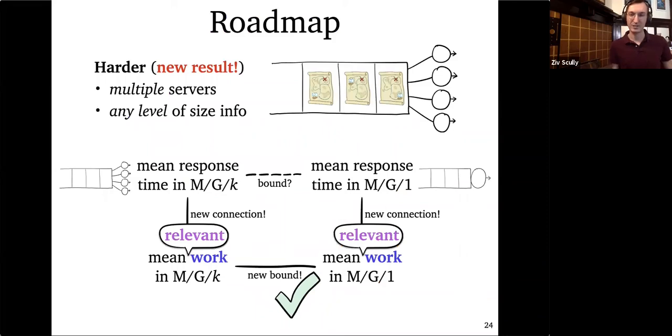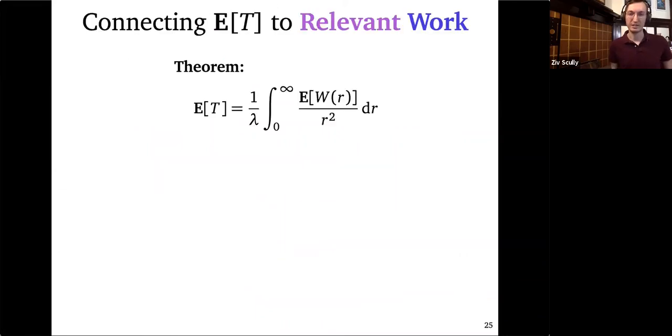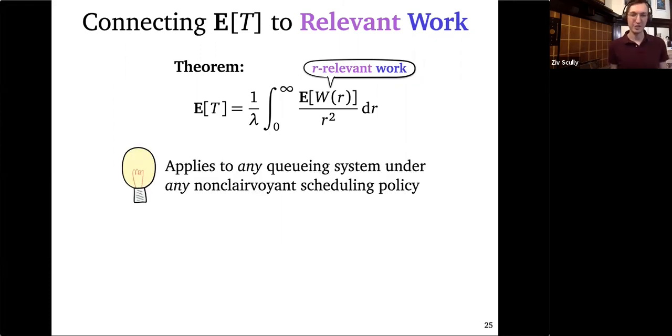And here's that relationship. It's a new theorem which says that we can compute mean response time as a very simple integral involving the mean R relevant work in the system. And this works in the M/G/1, in the M/G/k. It actually applies to any queuing system under any non-clairvoyant scheduling policy. That is, any scheduling policy that isn't unfairly looking into the future or something like that.